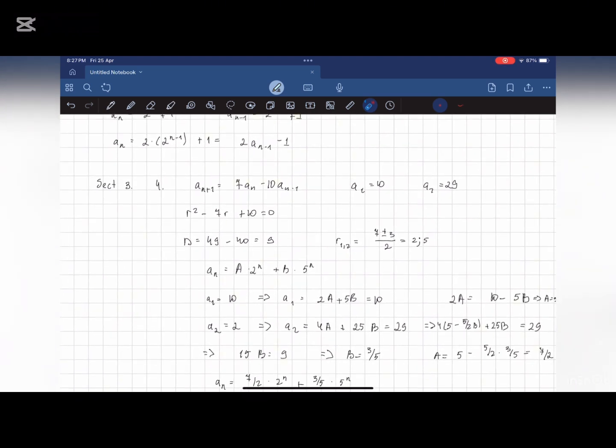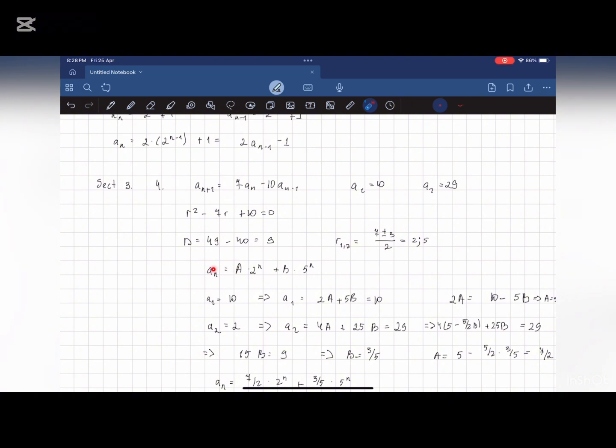In this section, we do exercise 4. In this exercise, we should solve the recurrence relation where a n plus 1 equals 7 a n minus 10 a n minus 1. There are also given a1, which equals 10, and a2, which equals 29. So we use the formula from the slides, and we just take 7 here and minus 10 here, and then we just solve this equation. We have found the dominant roots r1, r2, which are 2 and 5 respectively.